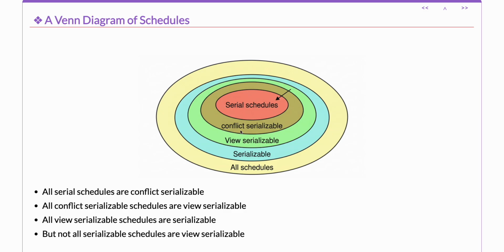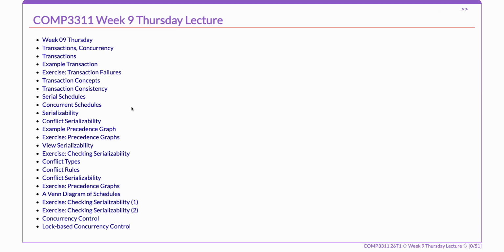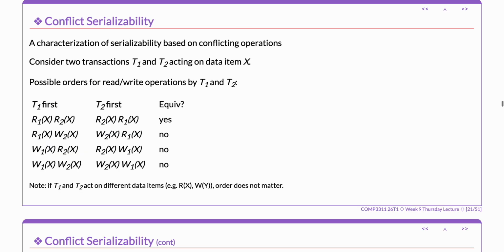So in the remainder of today's lecture, we're going to briefly talk about conflict serializability and how to check whether something is conflict serializable. And on Thursday, we're going to talk more about view serializability. And then after that, we're going to talk about multi-version concurrency control. So today, in the remainder of the lecture, we're going to talk about conflict serializability.